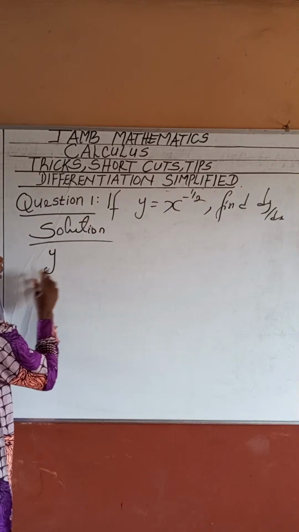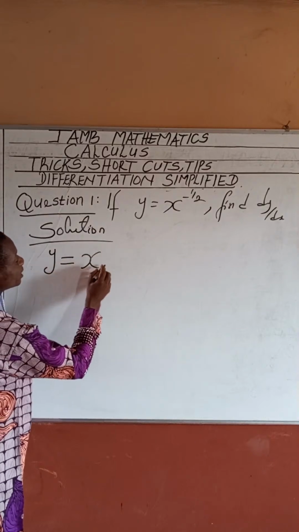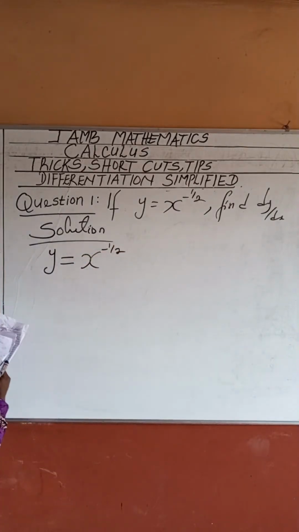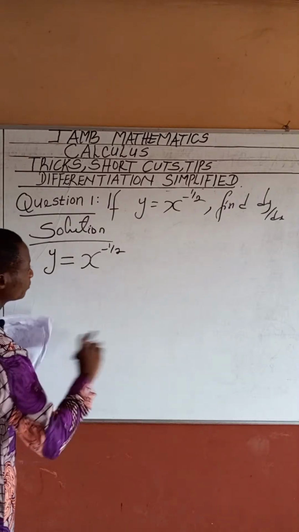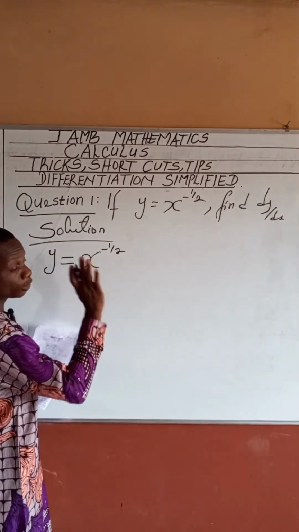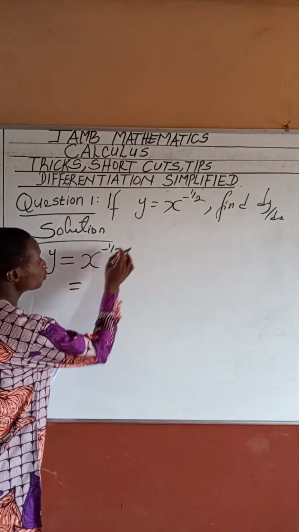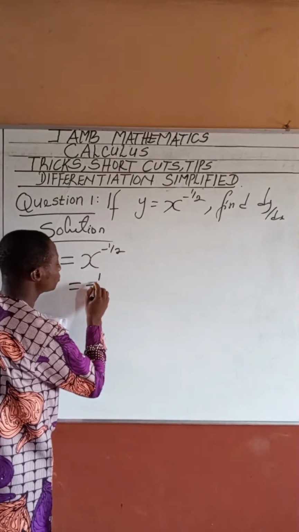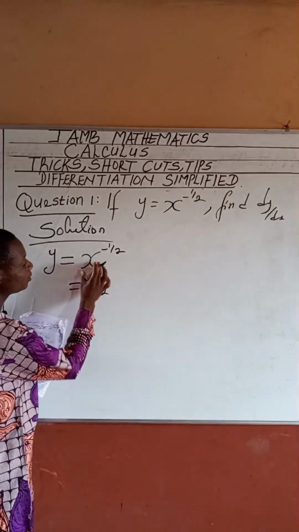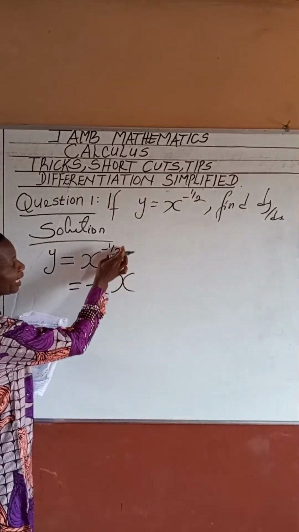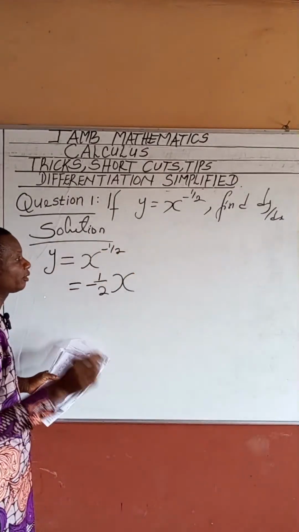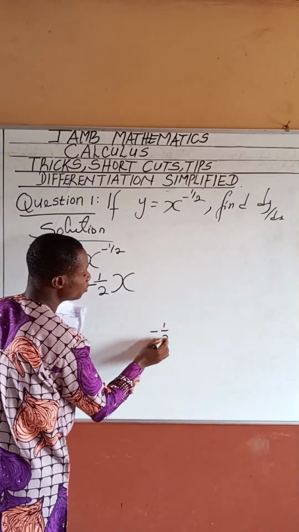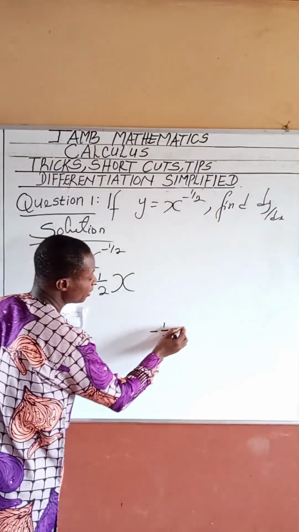We are already given y equal to x raised to the power minus half. Then what do we do in this case? Remember, it's the same principle. There is nothing different here. What we are going to do right now is to bring this minus half down, so we have minus 1 over 2. Then rewrite x, but decrease the exponent by 1. So we subtract 1 from minus 1 over 2.